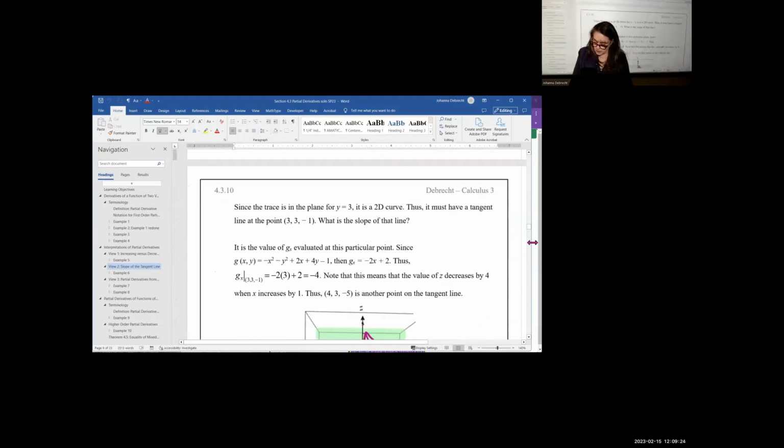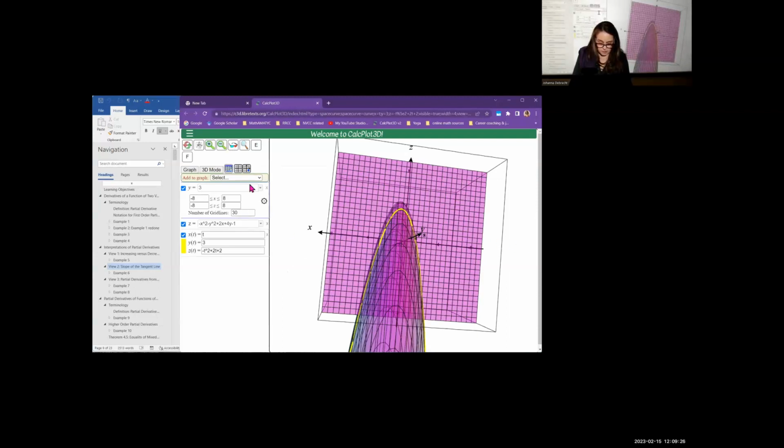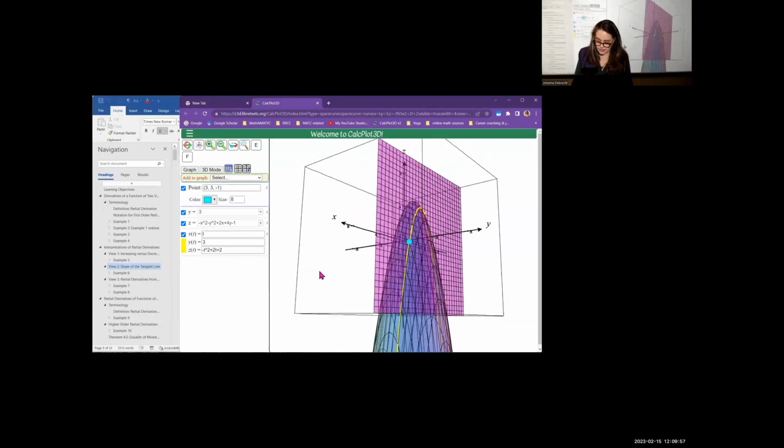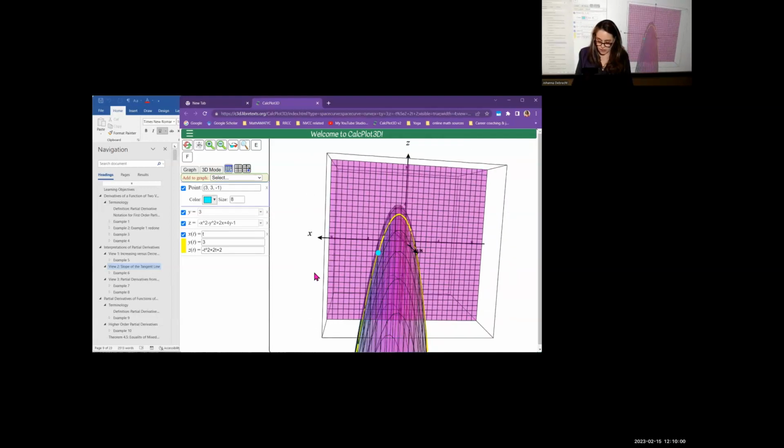And if we want to, we can come over here and we can plot our point. What did I say it was? 3, 3, -1. And it's not showing up too well, so let's make it turquoise and we'll make it really big, size 8. So there you can see it right there. You can see that it's on the plane and it's on the trace and it's on the surface. So it's on all 3. And what we want to do is find the tangent line at that point.